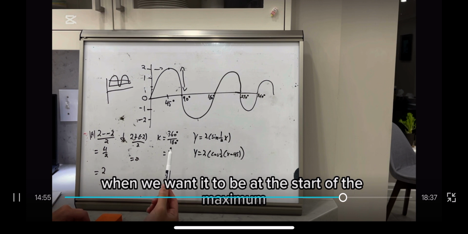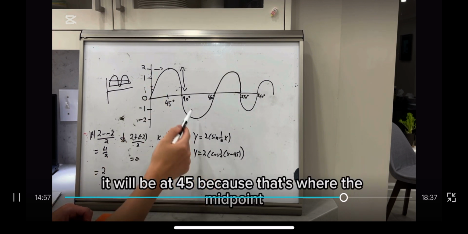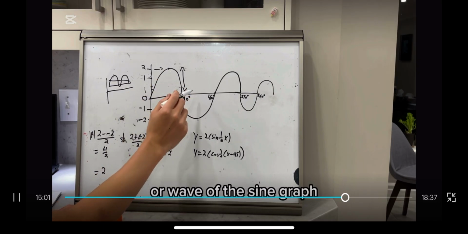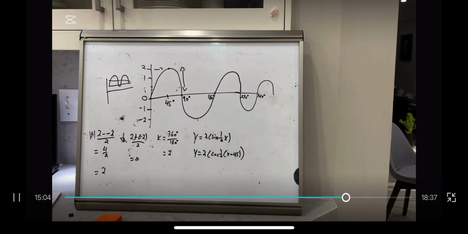But for the cosine, when we want it to be at the start of the maximum, it would be at 45, because that's where the midpoint is of the first curve or wave of the sine graph. So we just add or subtract 45 there.